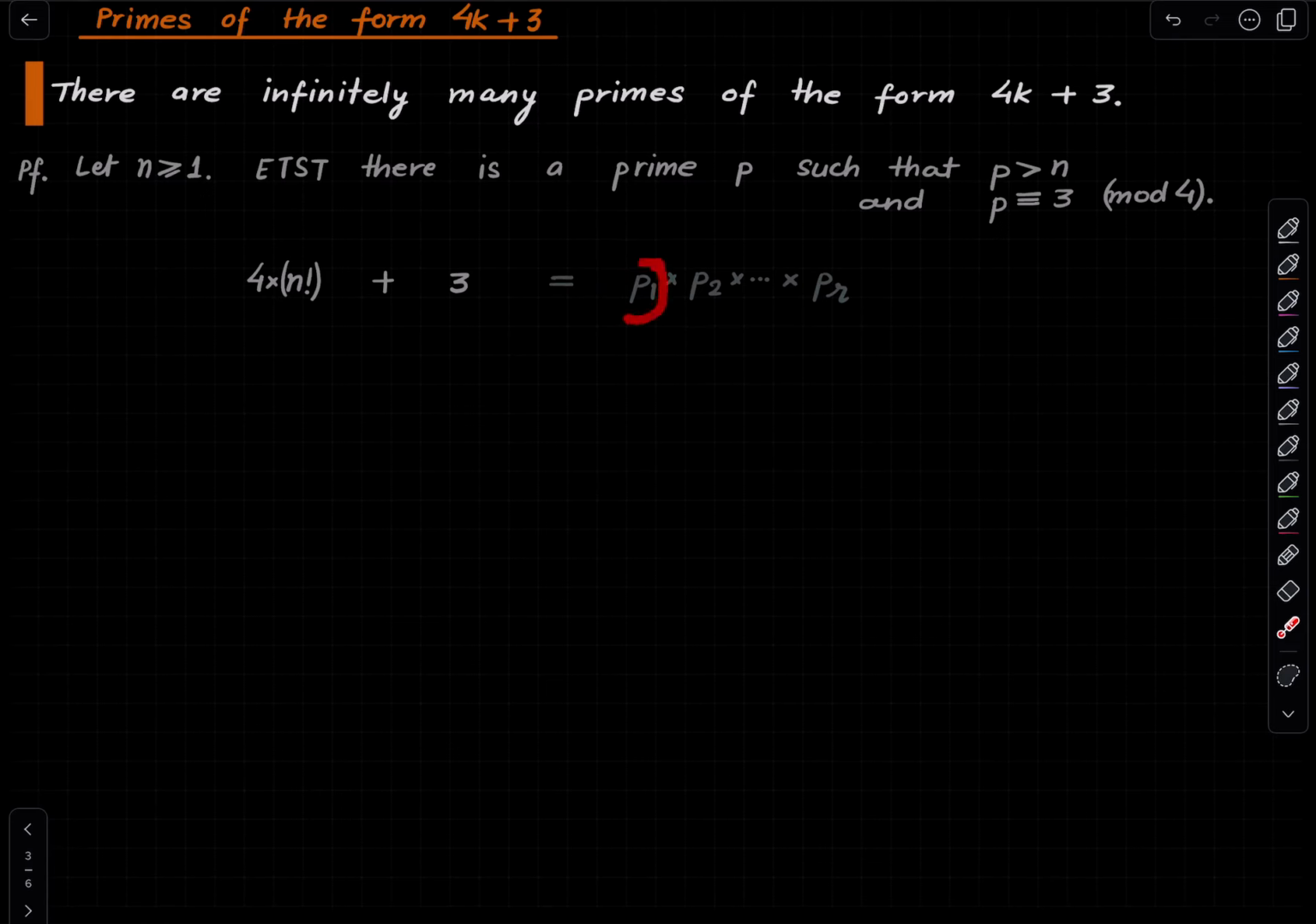Now if none of them were of the form 4k plus 3, note that first of all none of them can be equal to 2 because this is an odd number. So none of them can be equal to 2. So each of these primes are odd, correct? And now if each of these primes were of the form 4k plus 1, then the product will also be of this form.